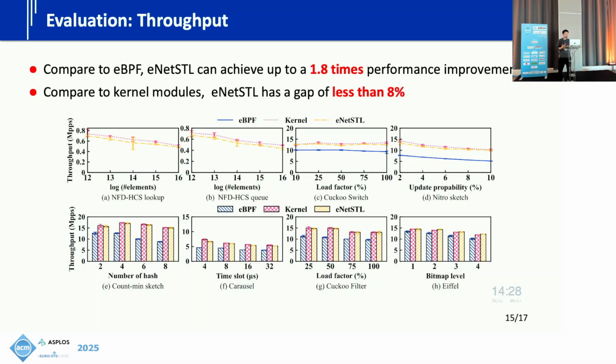Now let's check the throughput results. First, we show that eNetSTL achieved the goal of functionality by enabling the skip-list-based key-value store in eBPF. As shown in the figure, compared to eBPF, eNetSTL can achieve up to 1.8 times performance improvement. Compared to the kernel modules, eNetSTL has a gap of less than 8%. The above results demonstrate that eNetSTL achieved the goal of high performance.